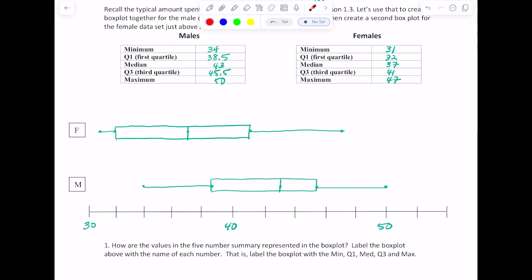So that means half of the males in the class spent more than $43, and the other half spent less than $43, as opposed to females, where half spent more than 37 and less than 37. And you can see that females spent an overall median less amount than the males did. Okay, and also females had the lowest minimum between the two genders.